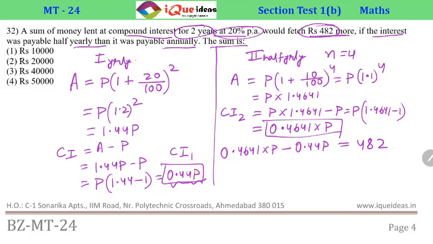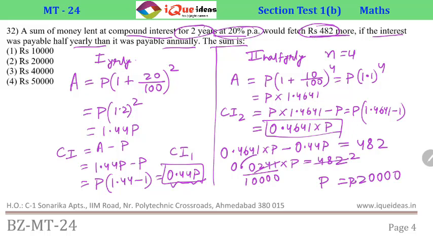So we have to solve this. If you take P common, 0.4641 minus 0.44 will become 0.0241 into P equal to 482. So if you remove the decimal, you will get 10000, 4 zeros here. This is 482. Now 241 cancels 482 two times. So simply P equal to 10,000 into 2, that is 20,000 rupees. Very nice. All right. So the answer of this question, if you look at the second option, that is the correct answer. So the principal amount has to be 20,000 rupees.